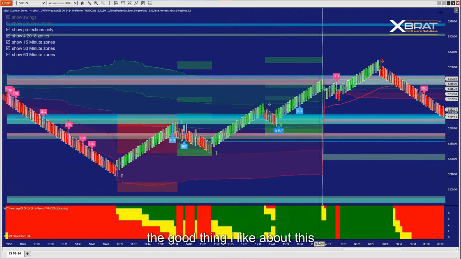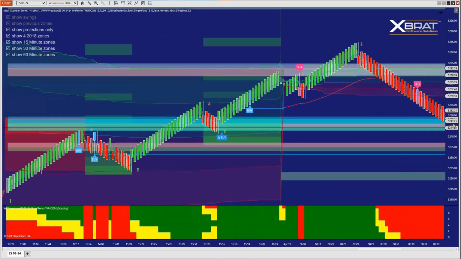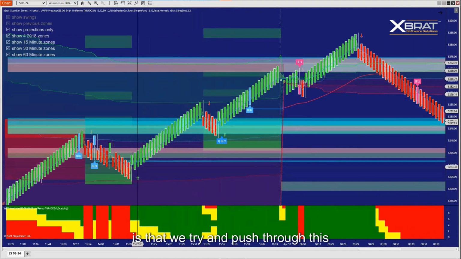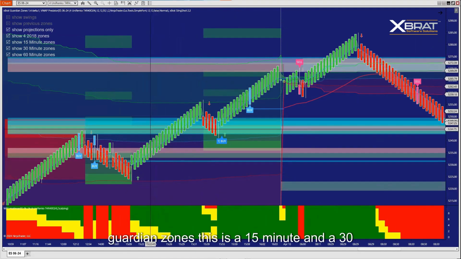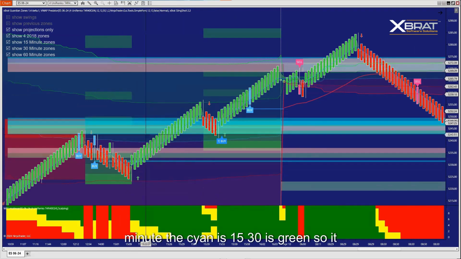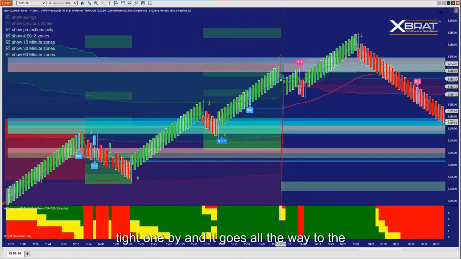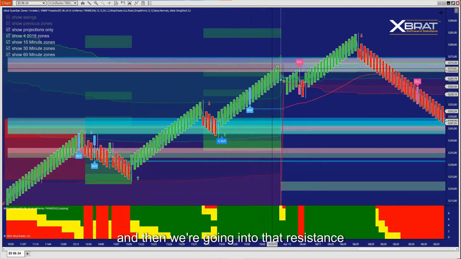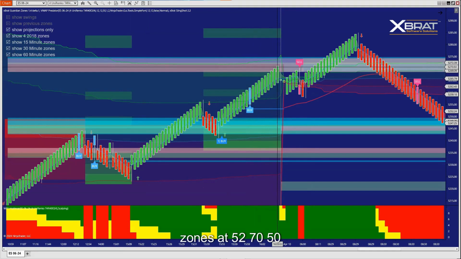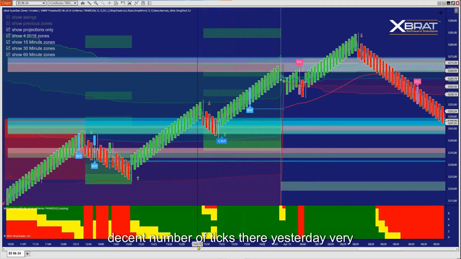The good thing I like about this particular trade is that we try and push through this resistance. So this is a confluence of resistance zones from the Guardian zones. This is a 15-minute and a 30-minute. The cyan is 15, 30 is green. So it pushes through. It pulls back to find support. We get a support zone. We get a type 1 buy, and it goes all the way to the end of the session. Entry was at 5253.25. And then we're going into that resistance zone at 5270.50. Decent number of ticks there yesterday.